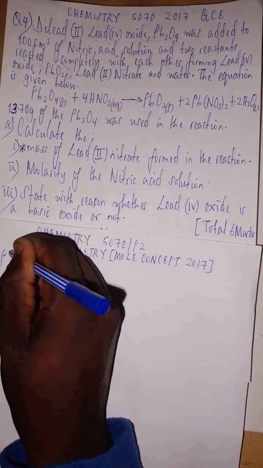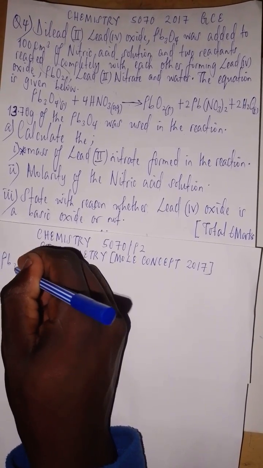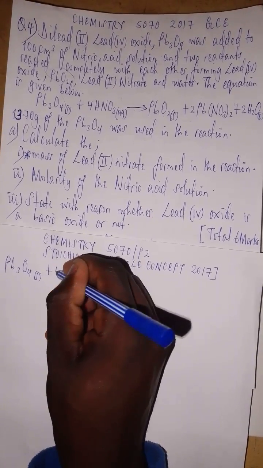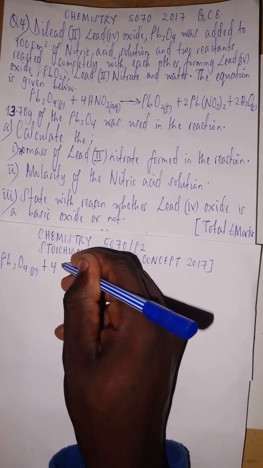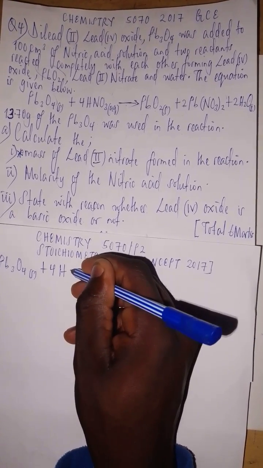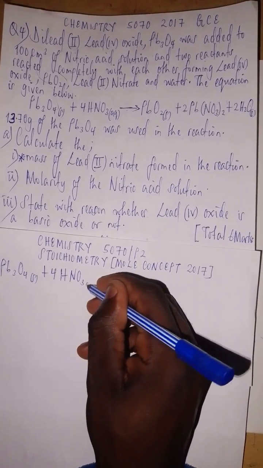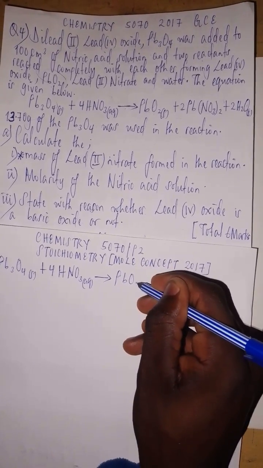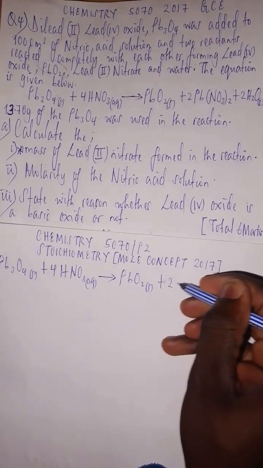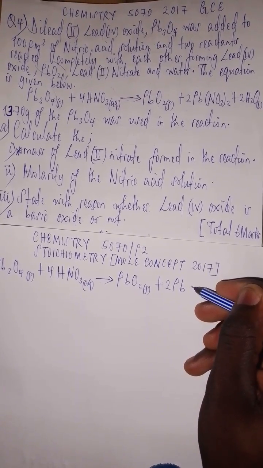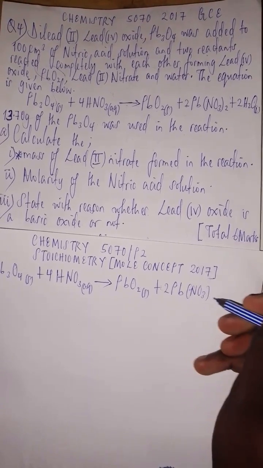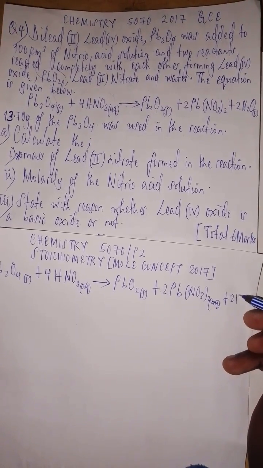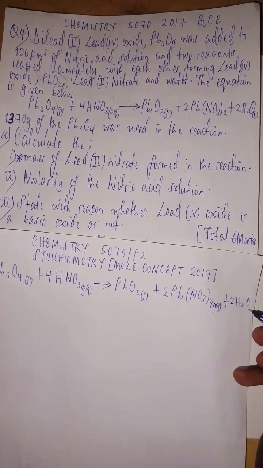So I'm going to say Pb3O4, which is a solid, is reacting with 4 molecules of nitric acid, which is aqueous, producing PbO2, which is a solid, plus 2 lead(II) nitrate, which is aqueous, since all nitrates are soluble, then plus water, of course liquid.